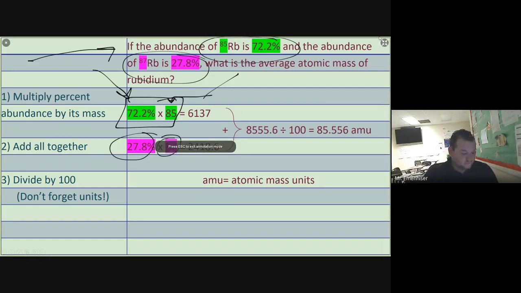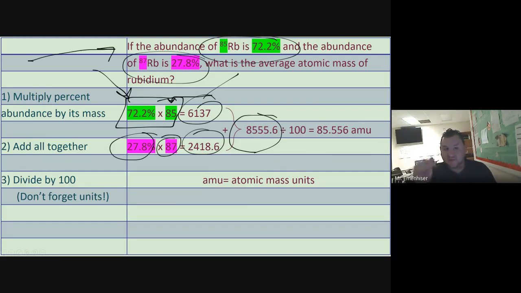What do you get? 2418.6. And then you add these two up. That plus that gives me this. When you get your final weighted average, you need to divide it by 100. So we take the percent abundance of each isotope times its mass, add them up, we get a number, divide that by 100. And then this is what we get. That's our answer, 85.556.